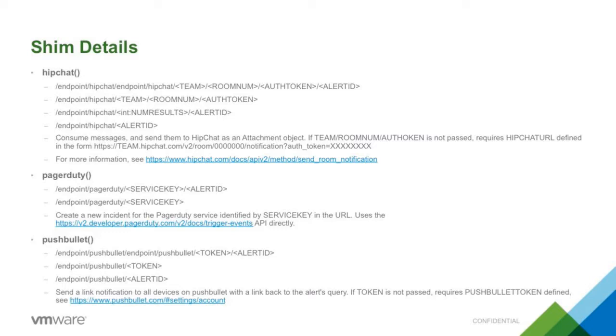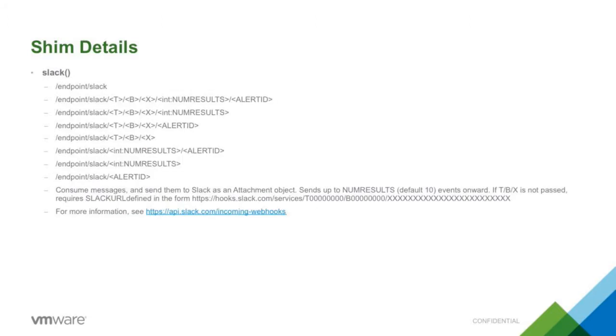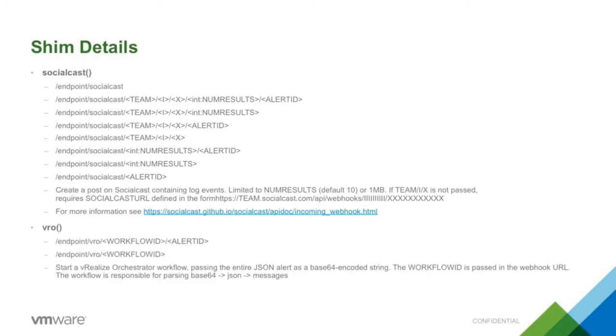Now, authentication is kind of an interesting topic. We understand that there are different needs for different companies, right? So again, these URLs, you can see the token ID or the alert ID or the service key. All the native authentication mechanisms that these third-party destinations support are also supported by the shim. Slack, you can see there's even more options available.